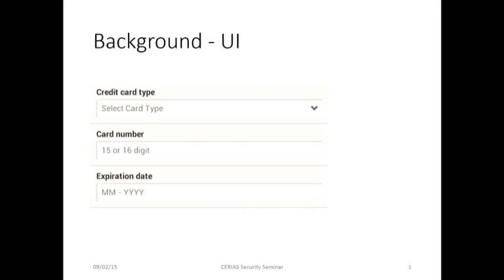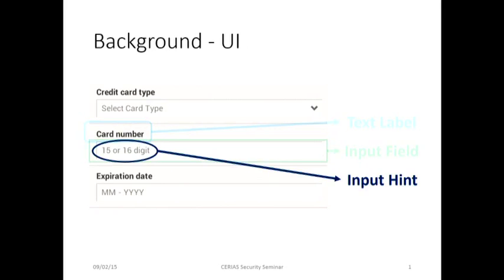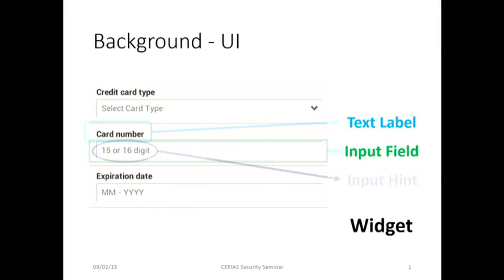In this talk, I may frequently talk about something like text labels, input fields, and input hints, UI widgets, or layout files. So before we go into the details, I want to quickly introduce some terminologies. The user inputs, fields, and the text labels and the input hints are what the users see when they use the mobile apps. And in this example, we can find the text label, the input field, and the hint of the input field. And the text label and the input fields are called UI widgets.